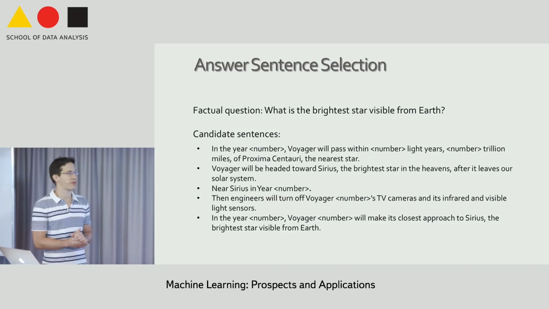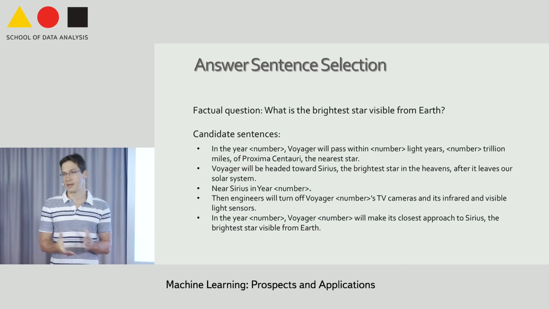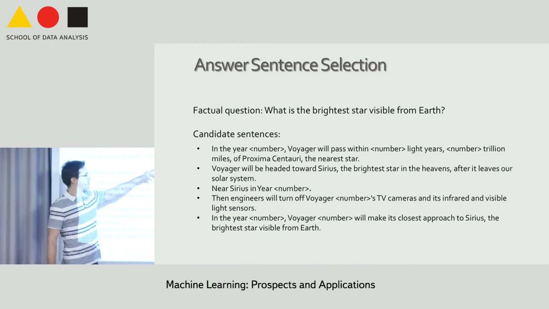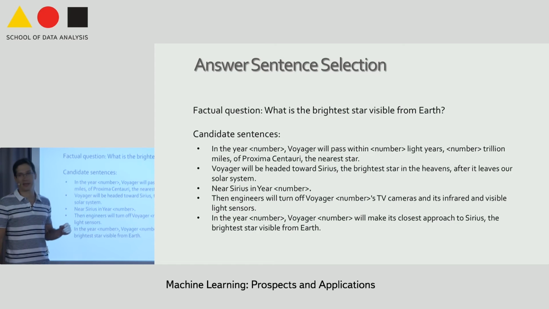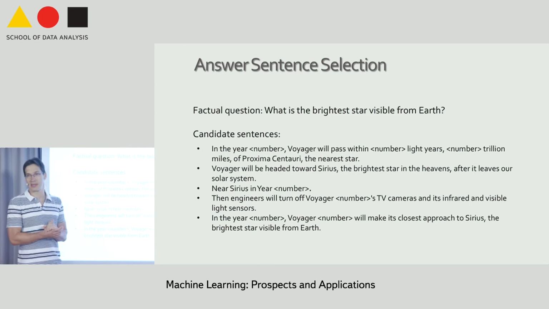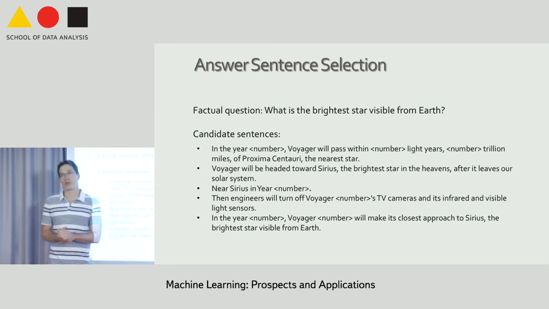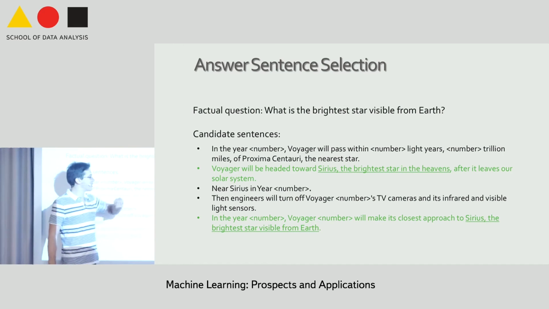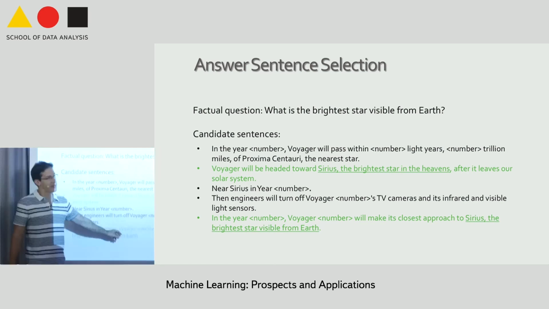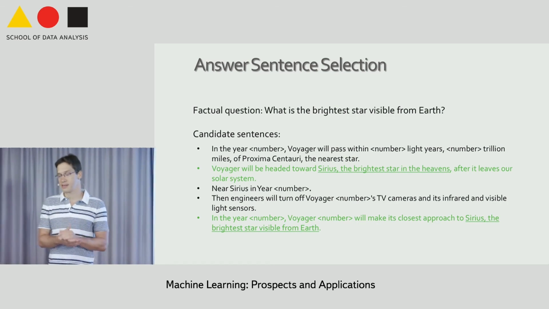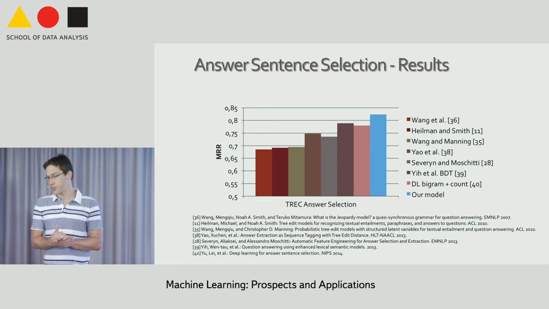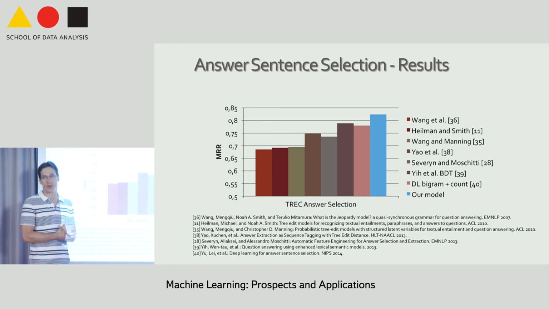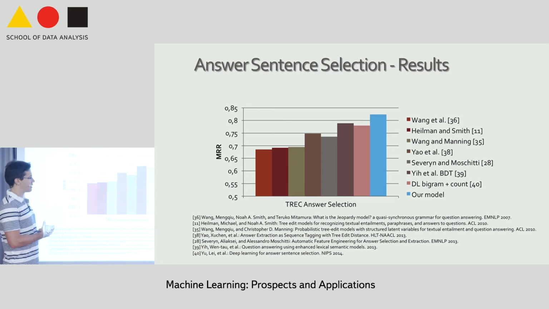So one application is answer sentence selection, and this is, again, a competitive application started with IBM Watson. You get a factual question, what is the brightest star visible from Earth? And you get a list of candidate sentences. So some search engine pulled up sentences, and you want to find the sentences which contain the answer. In this case, there are two sentences that say, Sirius, the brightest star in the heavens, or the brightest star visible from Earth, which contain the answer, and we would like to find these sentences. And applying this benchmark using our methods, here again in blue, we get a sizable improvement over previous work, including other deep learning work by Google.